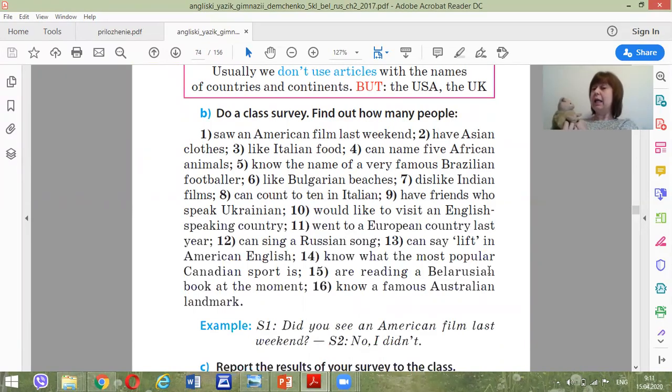Have you got any Asian clothes? No, I haven't. Do you like Italian food? Yes, I do. Pizza is my favorite. Can you name 5 African animals? Yes, I can. A tiger, a lion, a giraffe, an elephant and a monkey. Well done, Freddy. Do you know the name of a very famous Brazilian footballer?